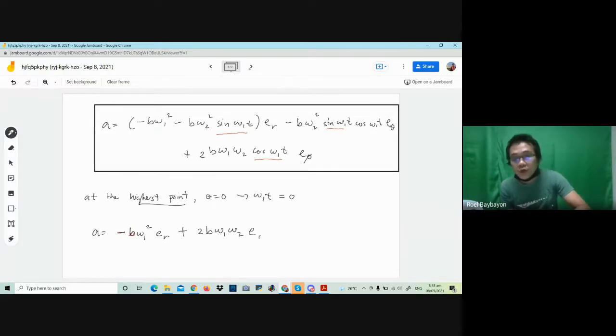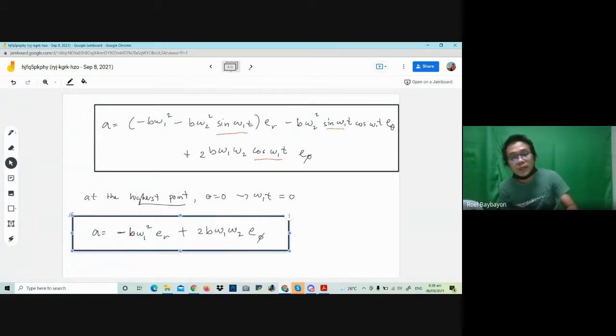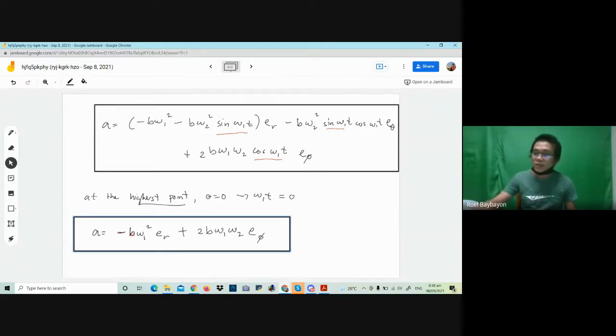So therefore, at the highest point, your acceleration is equal to this one. This will be my acceleration at the highest point of the rim of the wheel. Okay? So the general expression is the one in the upper box, and the particular solution for acceleration at the highest point is given by this. If you graph this in terms of omega 1, this is parabolic.